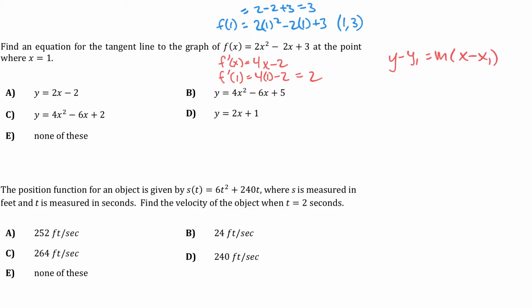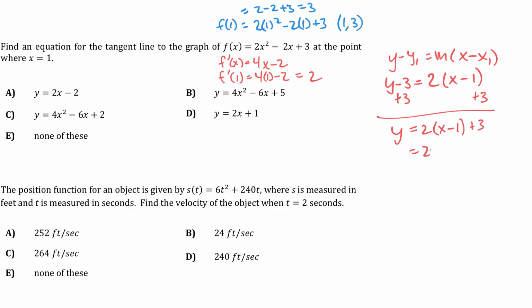So that will be y minus 3 equals, the slope was 2, times x minus x sub 1, which is 1. It looks like we have that here, but I don't see that anywhere at all. So let's massage this a little bit. Y equals 2 times the quantity x minus 1 plus 3. That's 2x minus 2 plus 3, and that is 1. So y equals 2x plus 1, D.